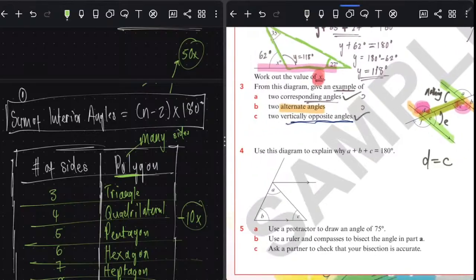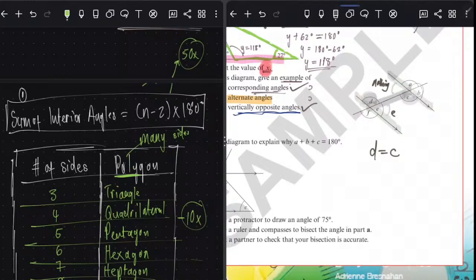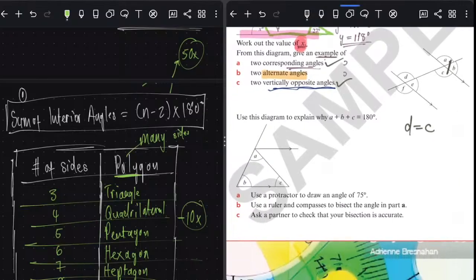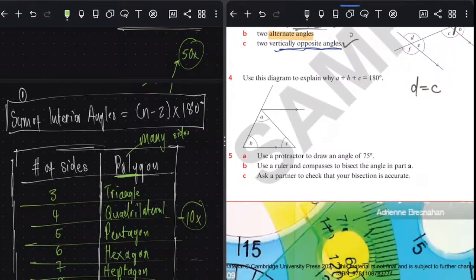Now let's go to vertically opposite. Which ones are vertically opposite here? A and C, D and F. These ones are vertically opposite. A and C are vertically opposite. So they'll also be equal, right? Yes. Good. Are we fine there? Yes. Victorson, are we fine? Yes.